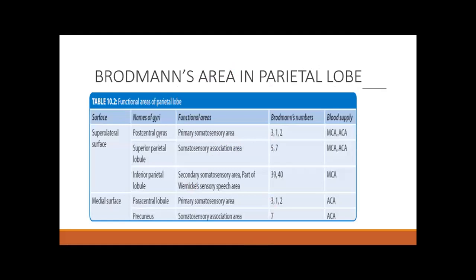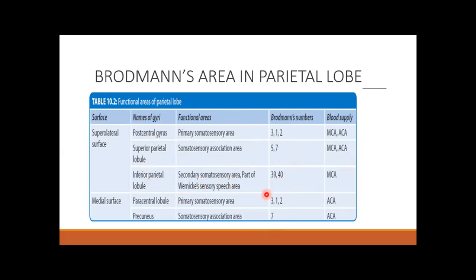Now, these are the Brodmann's areas in the parietal lobe. First, on the supralateral surface, we have the primary somatosensory area, which are areas 3, 1, 2 of Brodmann, and are supplied by the middle cerebral artery and the anterior cerebral artery. Next, we have the somatosensory association area, which are Brodmann numbers 5 and 7, also supplied by the middle cerebral artery and the anterior cerebral artery. Then we have the secondary somatosensory area and part of the sensory speech area, which are Brodmann numbers 39 and 40, supplied by the middle cerebral artery.